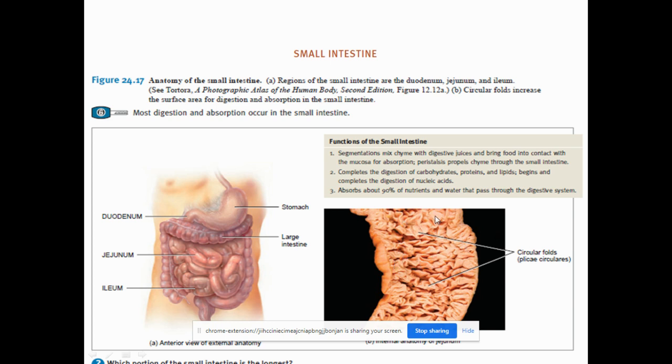So the segmentation, this is the main function of the small intestine. The muscles present in the small intestine allow the movement of the chyme, which contains the digestive juice, in a segmental movement called segmentation. You can see this is the very important function of the small intestine. So this segmentation mixes the chyme along with the digestive juice very well. This segmentation, because of the presence of the circular fold, highly increases the surface area of the small intestine, especially the duodenum, where the digestive juices are secreted.